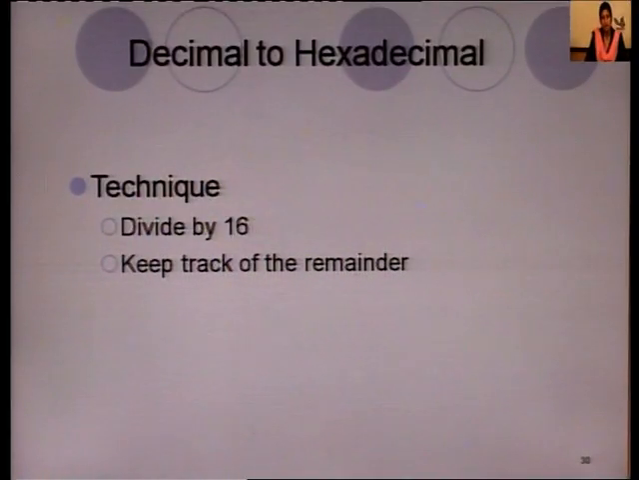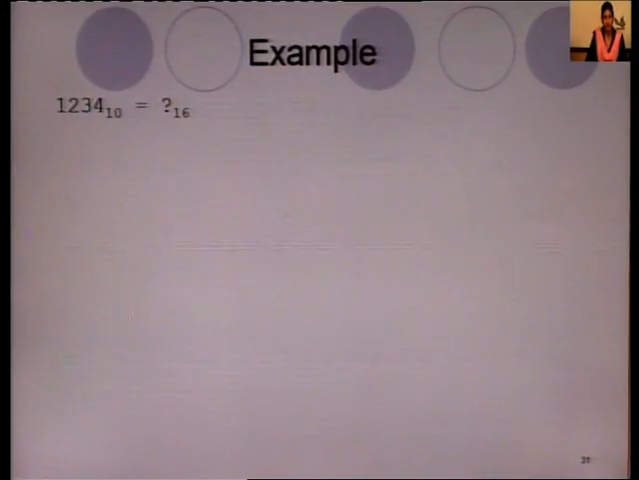Now, how to convert a decimal to hexadecimal. Again the technique is the same, but the difference is only in the base. Divide the value we want to convert by 16 and keep track of the remainder. For example, if we have 1234, the same value we took in the previous example, that is a decimal value having base 10, we have to convert it into a base 16 value, that is a hexadecimal value, in which 16 digits are available.